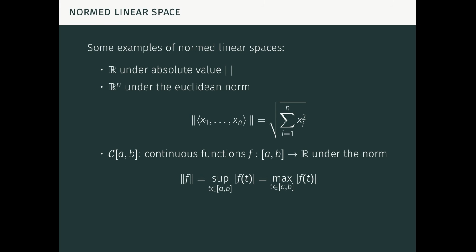So here what we're doing is we're measuring the size or magnitude of such a function by considering the maximum size or magnitude of its values. Note that this space is very different than a Euclidean space because it's actually infinite dimensional. Similarly, we can consider the space C^k[a,b] of k-times continuously differentiable functions under the sup norm. So here, a function in C^k[a,b] has k continuous derivatives.